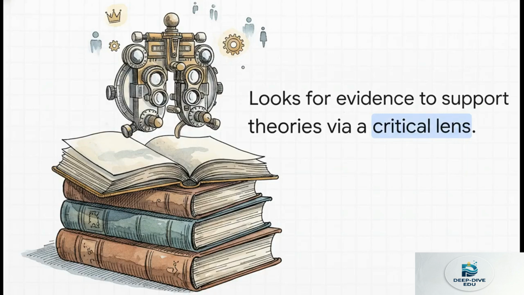Finally, we have the theoretical argument. Honestly, this is arguably the most common argument used in advanced analysis, and it brings us to the most important tool in our kit. This approach searches the text for specific evidence to support big, overarching theories about society, psychology, or power dynamics. And to do this effectively, we need to talk about lenses.